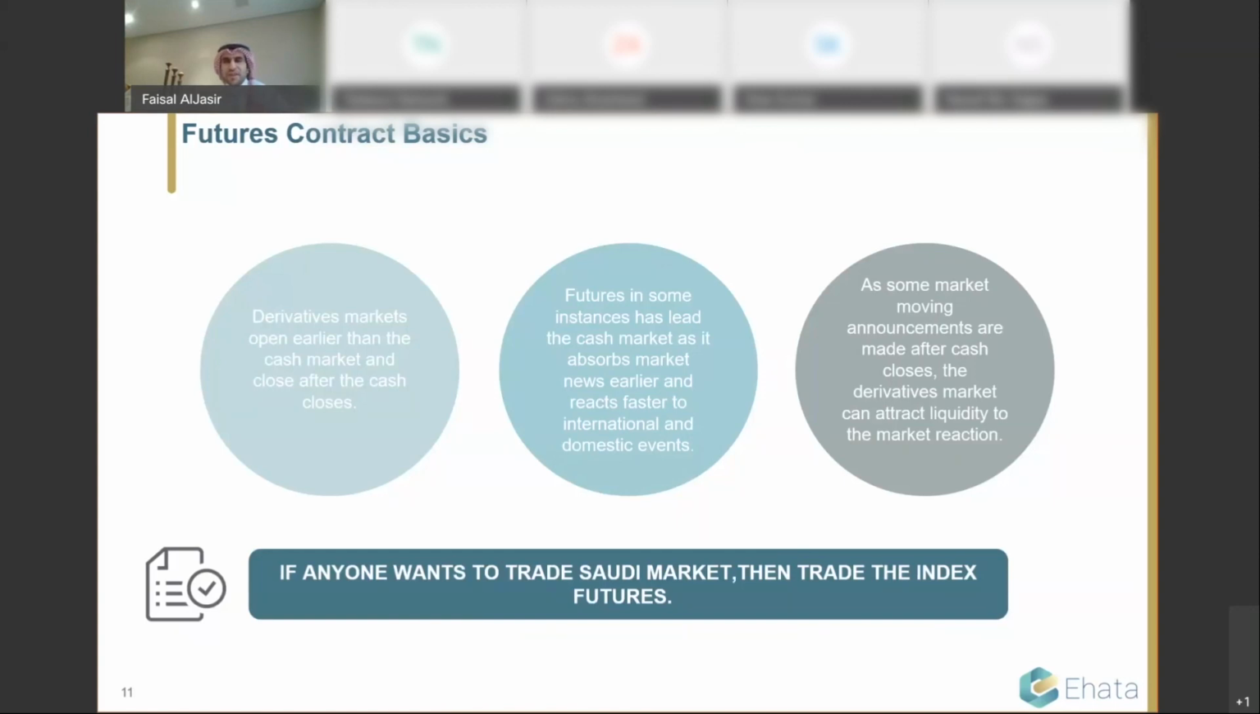Futures, in a lot of instances actually, and you can see it on a daily basis sometimes with other markets, have led the cash markets. They observe the market news before others and lead the cash markets, and also attract liquidity at times when the cash market is closed, reflecting some of the news or announcements. So that's some of the basics. Of course, if anyone wants to trade the Saudi market, then trade the index future, and we will talk about that, and about what the index future is representing.